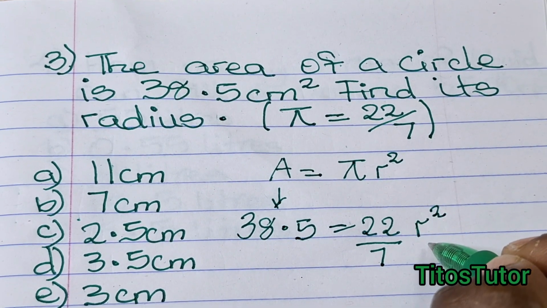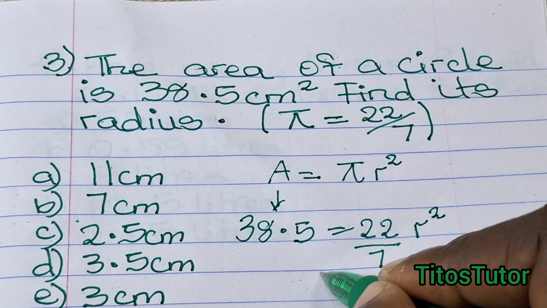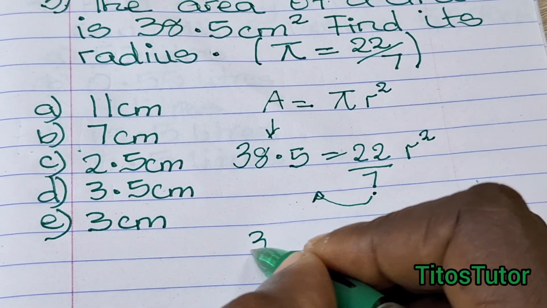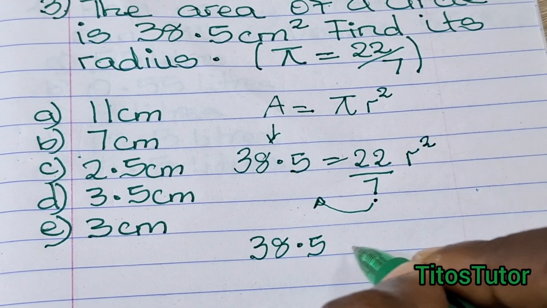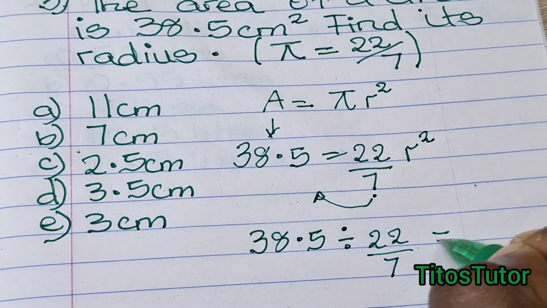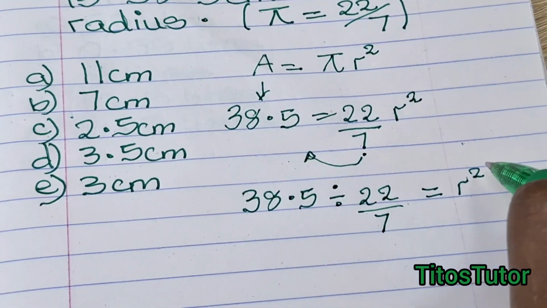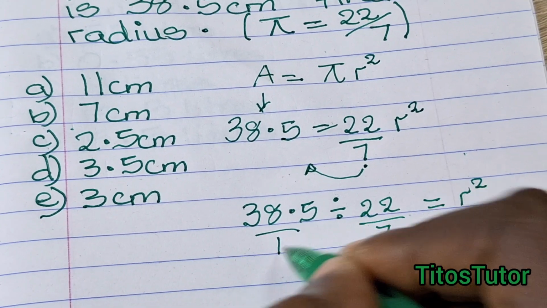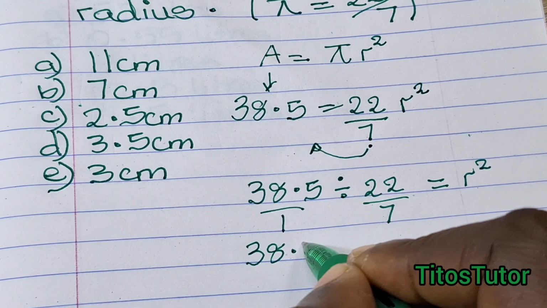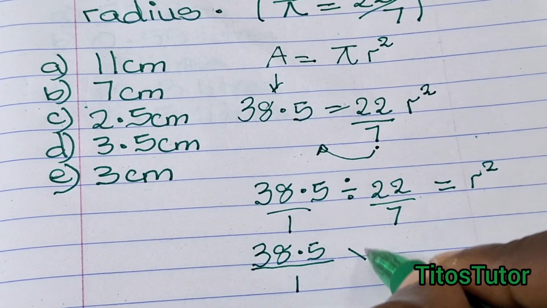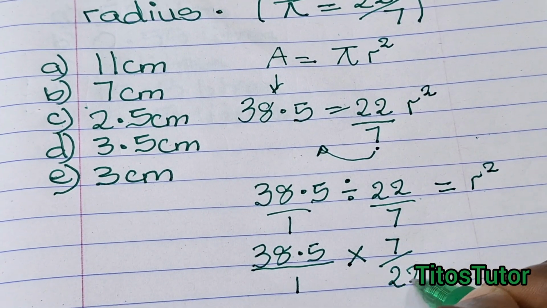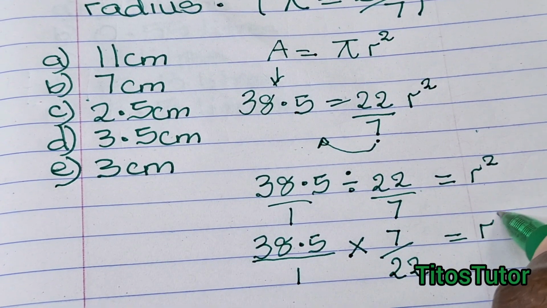We're looking for r. So we're taking this to the other side, it becomes division. So we go 38.5 divided by 22/7 is equal to r square. Can you see? Okay, so remember that in division of fraction, you keep the first fraction, you change your division sign to multiplication, and you flip the other fraction, giving you r square.